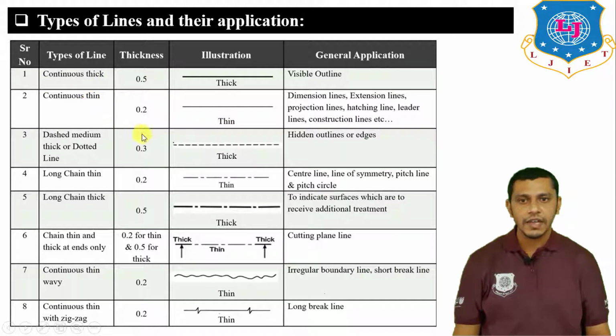Next is the continuous thin line. It is 0.2 mm in thickness. To draw this line, we will use the 4H pencil. It is lighter in shade and it is used to show the dimension lines, extension lines, projection lines, hatching lines (hatching lines are also known as section lines), ladder lines and construction lines, etc.